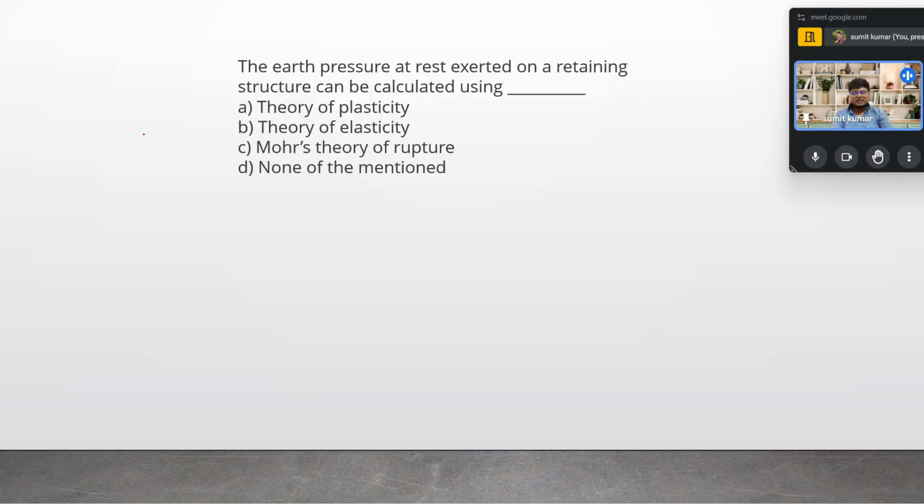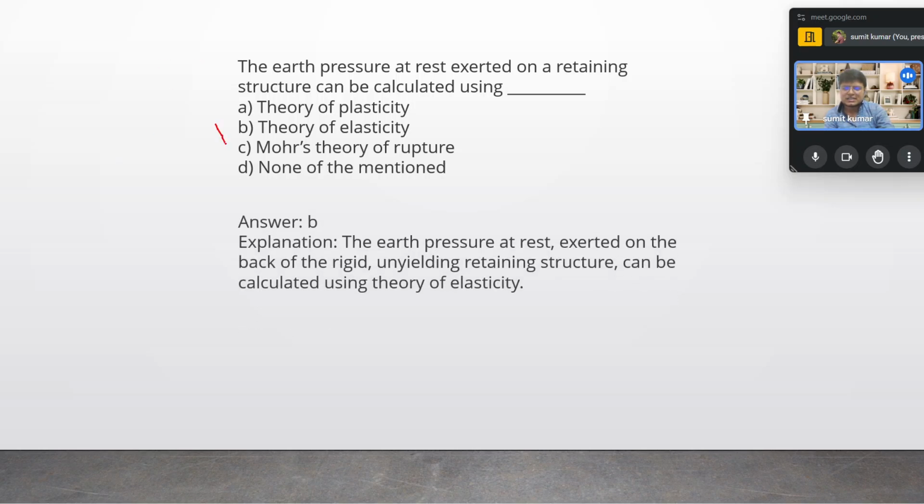When we move to our next question in this section, read the question. Okay, now I will read it again for you. The question states that the earth pressure at rest exerted on a retaining structure can be calculated using the theory of elasticity, Mohr theory of rupture, or none of the mentioned above. So over here, at rest, it is the theory of elasticity. So option B is the correct answer.